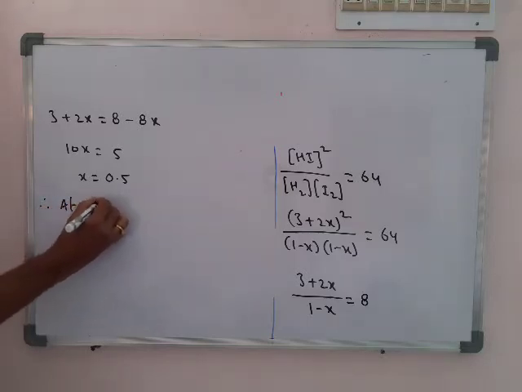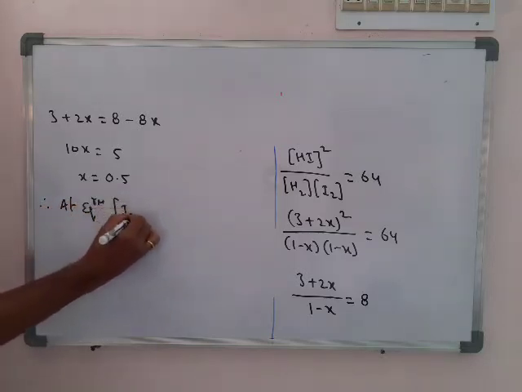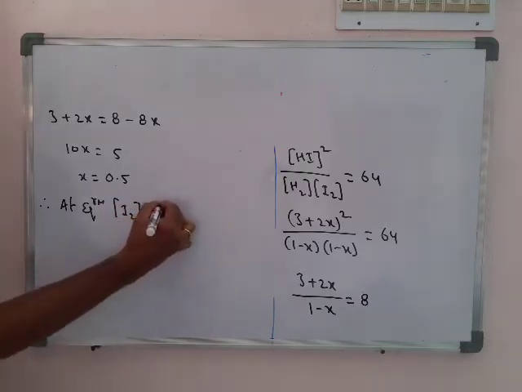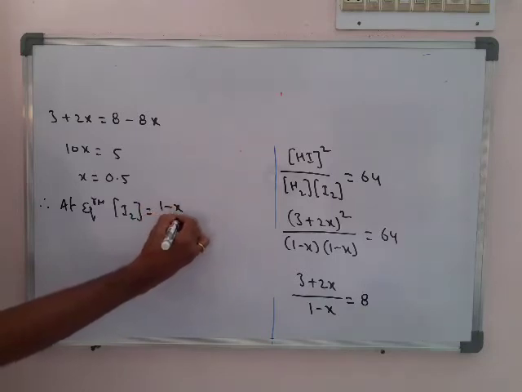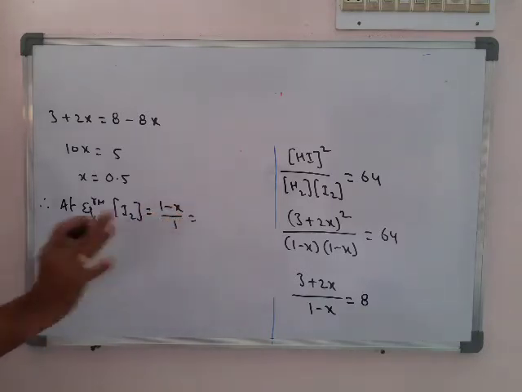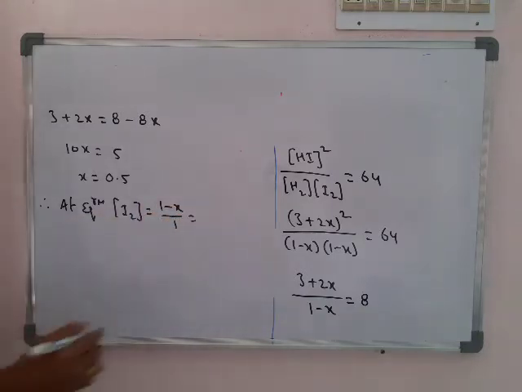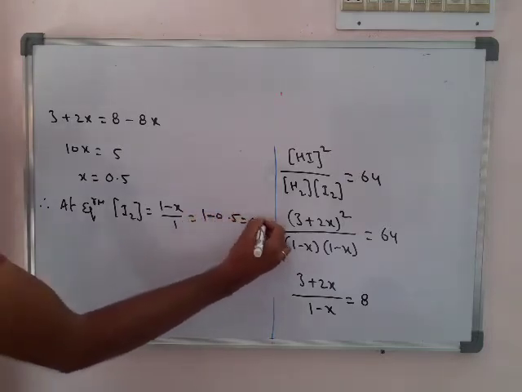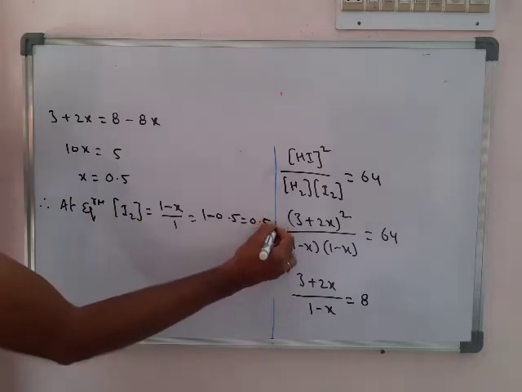Therefore, at equilibrium, the I2 concentration equals how much? Concentration is the number of moles per liter. Since the volume is 1 liter, there is no problem. So 1 minus x, so 1 minus 0.5, that is equal to 0.5 moles per liter.